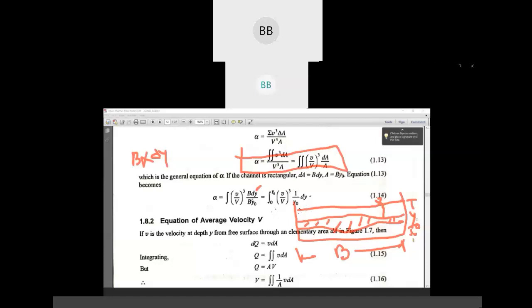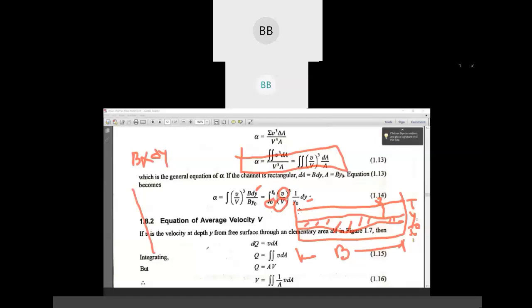So this b will be cancelled out. What will be the equation? Vy, the average velocity in that particular elementary area, divided by the average velocity for that particular cross-sectional area, 1 by y naught dy. This integration we have already discussed; it depends on how many sections you are going to consider. That's why your minimum limit is 0, and the maximum is y naught.